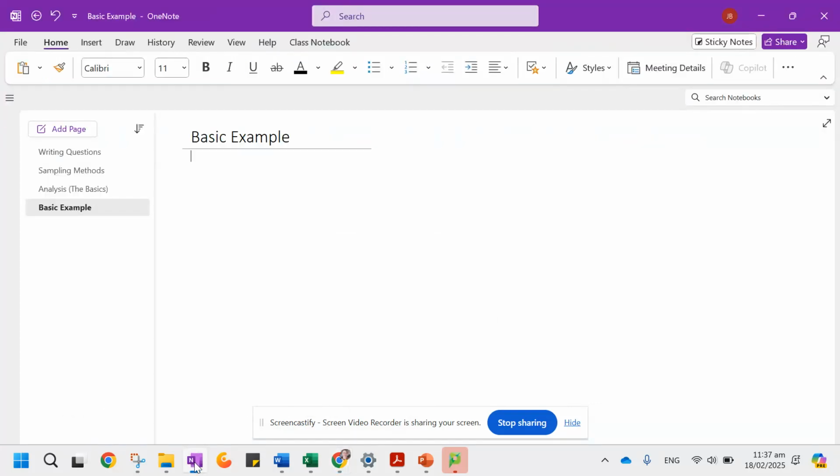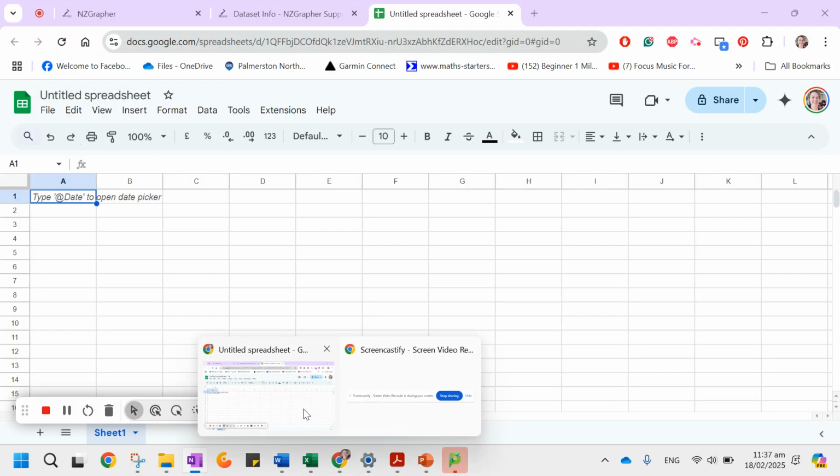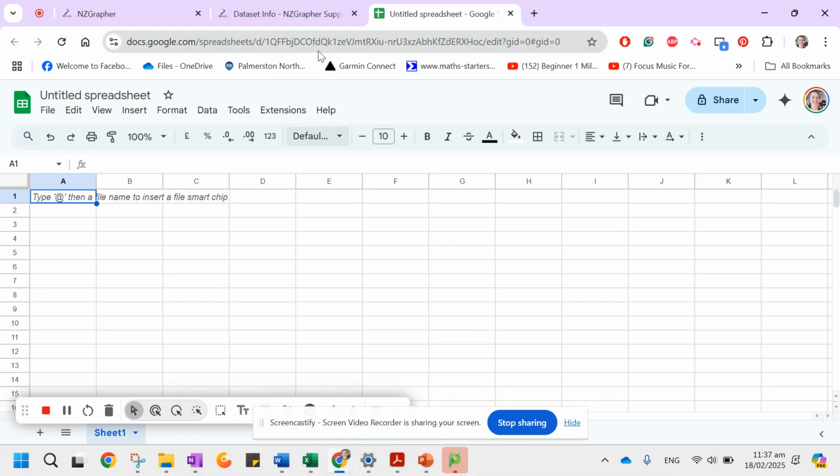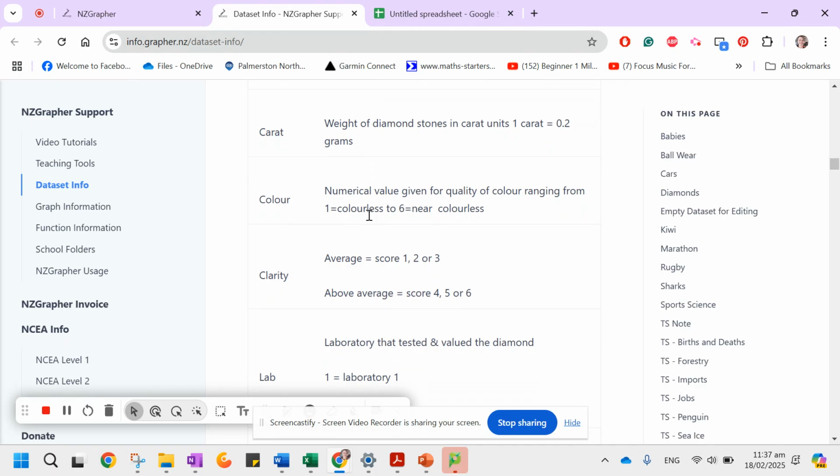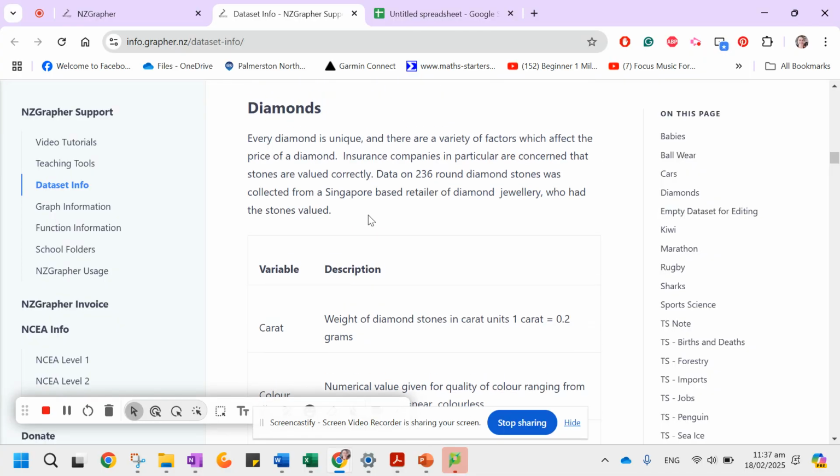Put into our OneNote. So remember, you can download that as an app on your phone so that you can see it whenever you like. Okay, we are going to look at the diamond data set, which is on NZ Grapher. Remember, the first thing that you're going to do with any data set is you're going to have a read about the information.